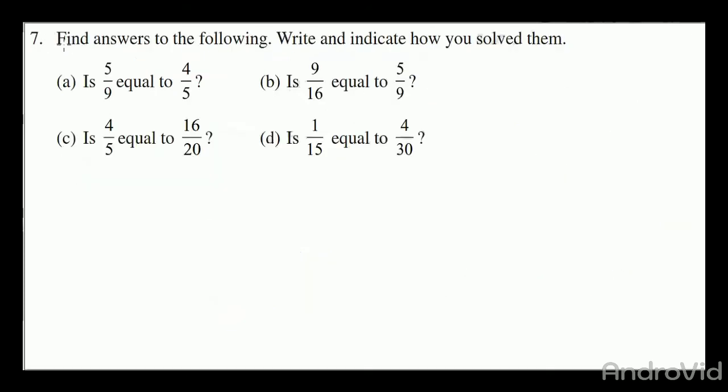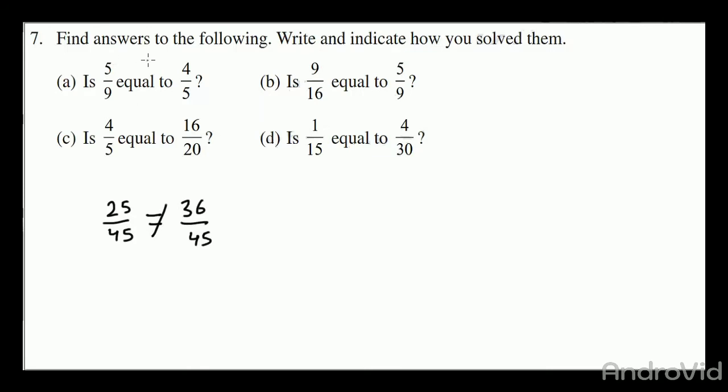Find answers to the following. Write and indicate how you solved them. Let's solve them. Is it equal? So first make them like. 5 5s are 25, 5 9s are 45, and 5 8s are 40. 9 4s are 36, and 9 5s are 45. So 36 over 45, not equal. So let's cross them. Not equal.